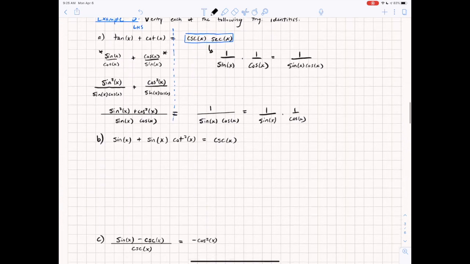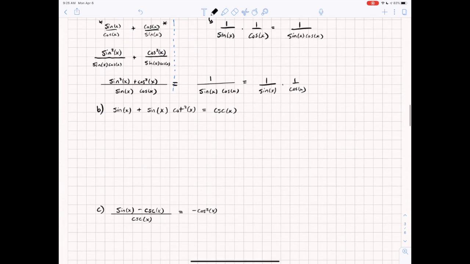All right, so let's take a look at B. So sine x plus sine x cotangent squared x is equal to cosecant. All right, I need to verify, so I'm going to pick the harder looking side. In this case, again, I'm going to choose the left-hand side.